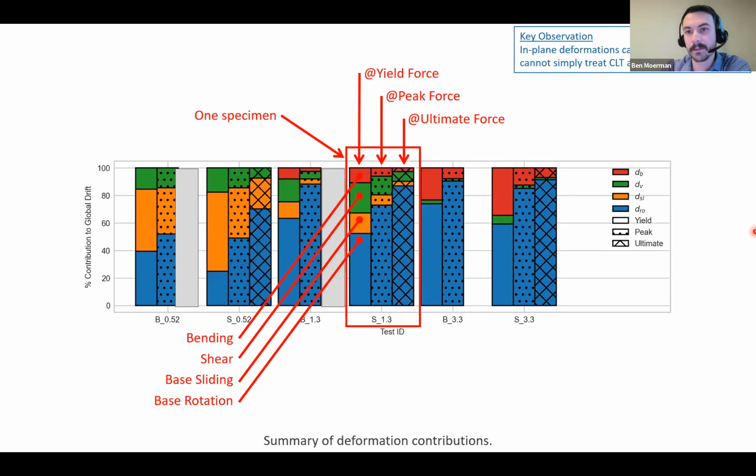A key observation from this is that in-plane deformations can be significant. We can't just simply treat CLT as being a rigid body, which is really convenient for design. If we're using low capacity connectors, it may be valid. But as we push the utilization up, the in-plane deformations play a significant role.